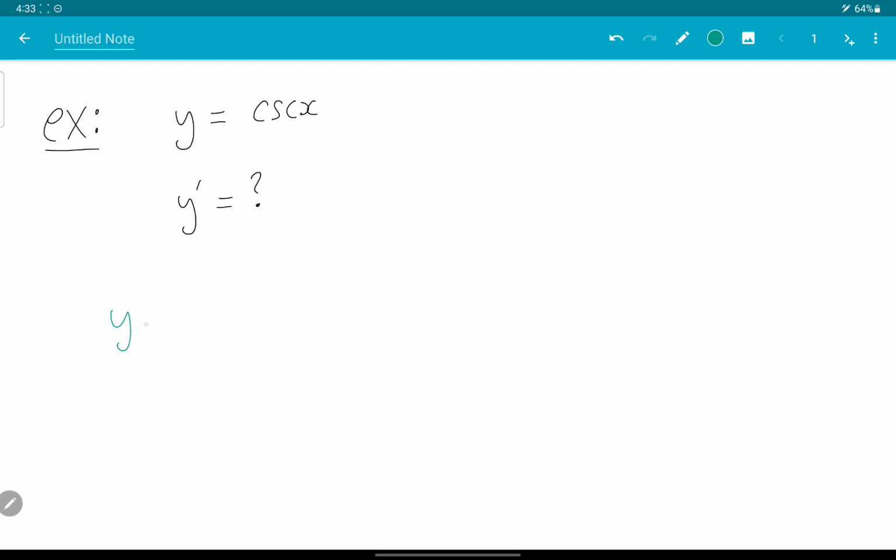I'll start by relating this to something more familiar. Cosecant is 1 over sine. Okay, so that is sine x to the negative 1. So now I have a function inside a function.